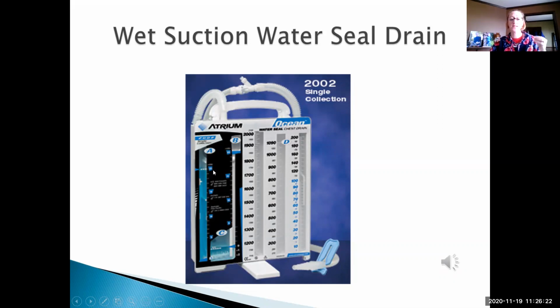So in this chamber, when you have a wet suction and it's sucking from here, this chamber will have bubbling. They'll have constant bubbling in this chamber because that's the suction control chamber. But in this chamber down here in chamber C, that is your water seal chamber. So that's where it gives that seal so that air doesn't go back into the pleural space.